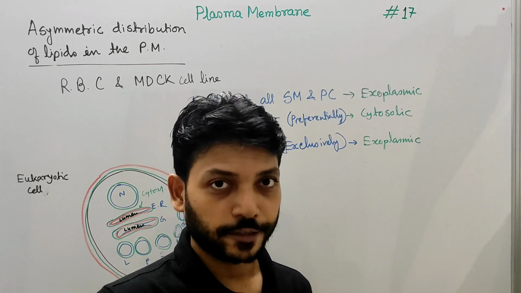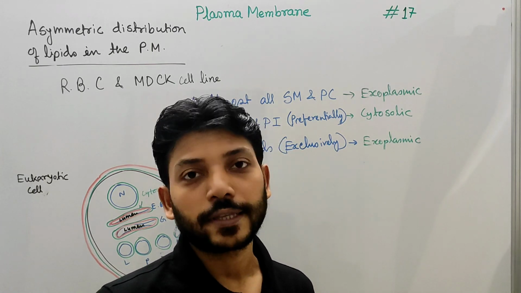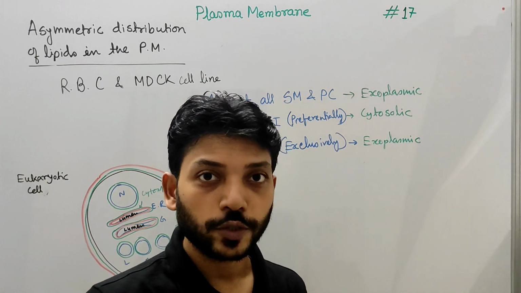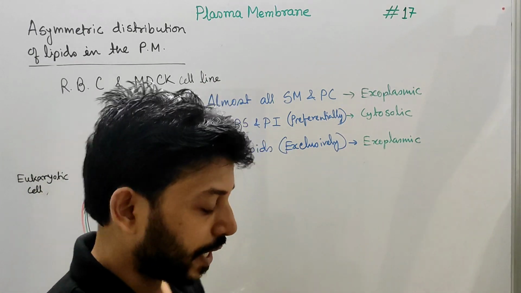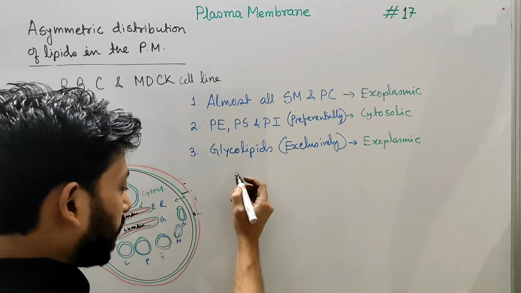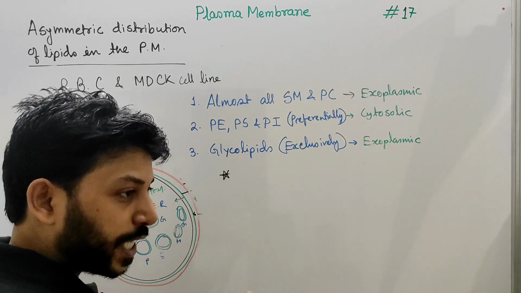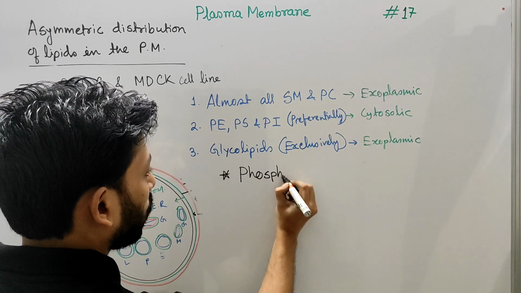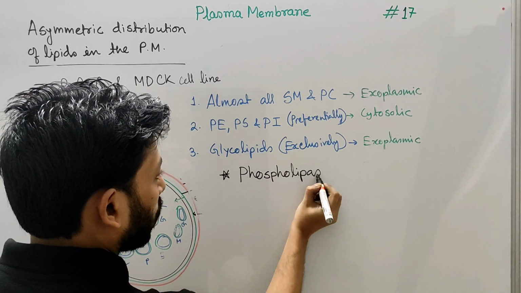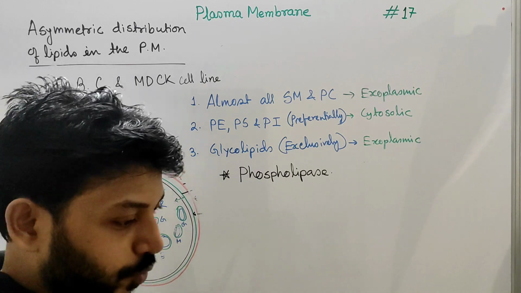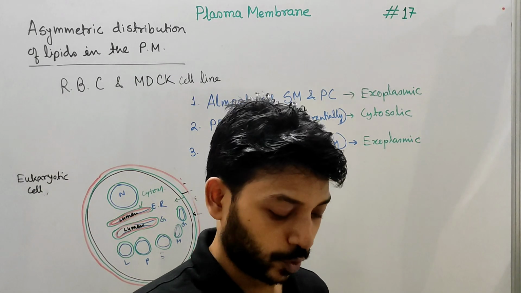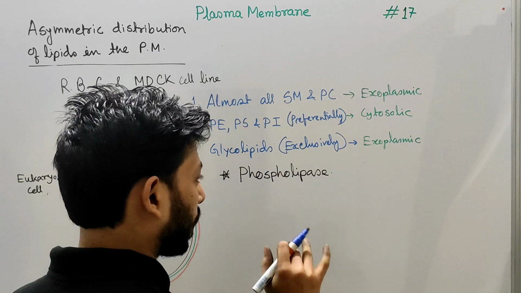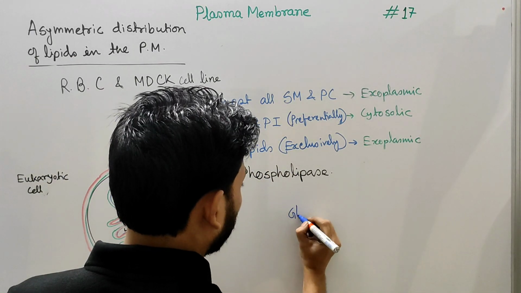Now, how did scientists come to know about this asymmetric distribution of lipid molecules? They used one enzyme, called phospholipase. I have also made a separate video on this enzyme. Now, to understand how phospholipase works, I have to draw one phosphoglyceride. I have made a separate video on phospholipase, but in this video I am also going to show you, then you can understand.